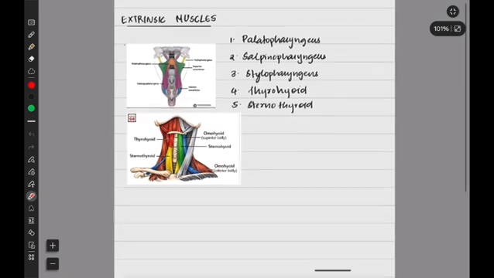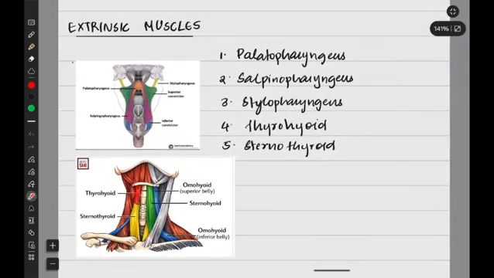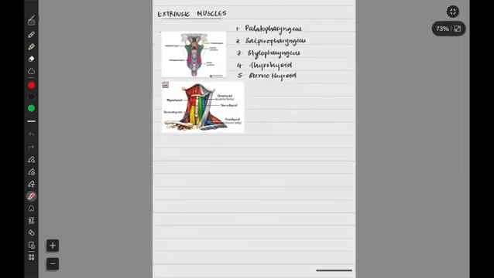Then next group of muscles, extrinsic muscles. The main extrinsic muscles are the palatopharyngeus, then this is the salpingopharyngeus, then stylopharyngeus, then thyrohyoid and sternothyroid. These are the main extrinsic muscles.